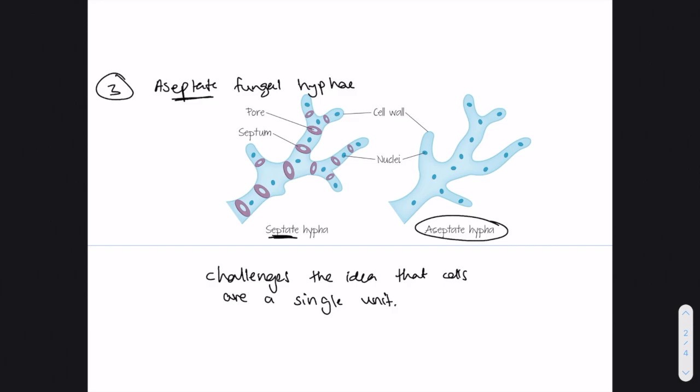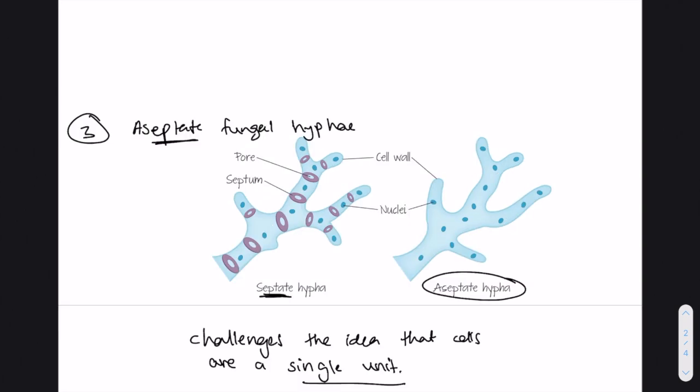This challenges the idea that a cell is a single unit, as the fungal hyphae have firstly many nuclei, they're very large in size, and possess a continuous shared cytoplasm. Yeah, so that is cell theory and three examples of atypical cells.